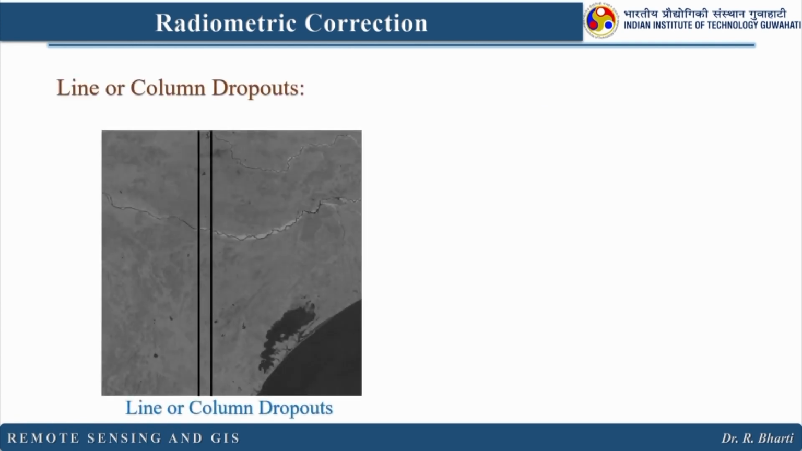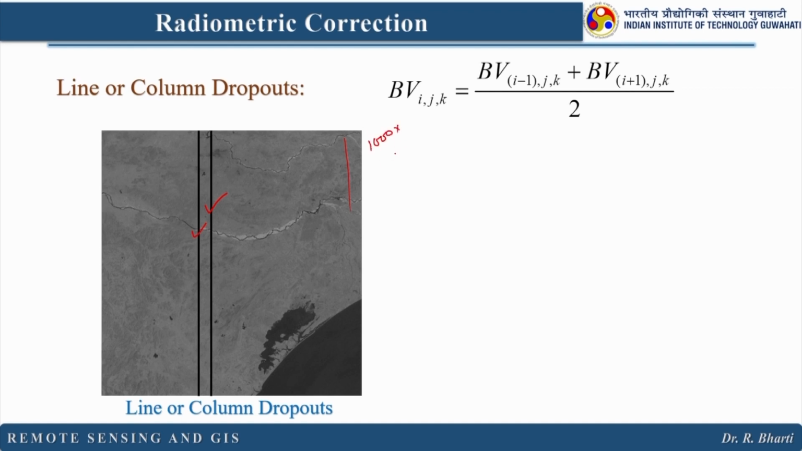Here is one example where you can see these 2 particular lines, which are basically line or column dropouts. I made this line thicker so that you can see it very easily, but when you zoom, it will be a very thin line, right? Why? Because just imagine if this is 1000 by 1000 pixels, what will be the dimension of that pixel? That will be lesser than this line, right? So you have to carefully go through the data before you use it.